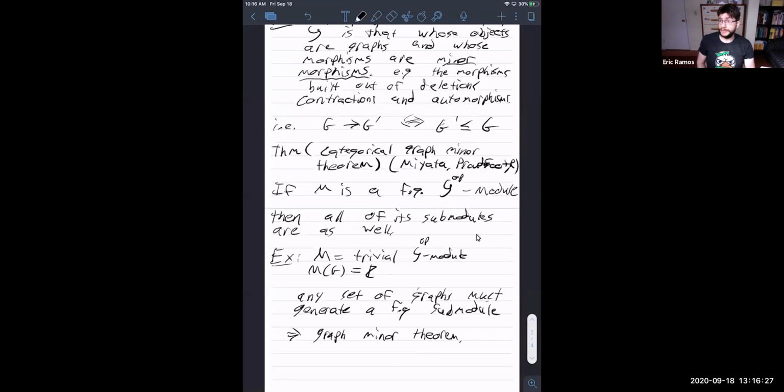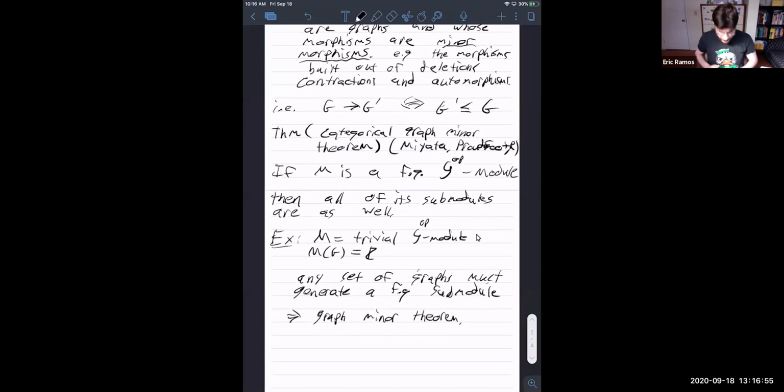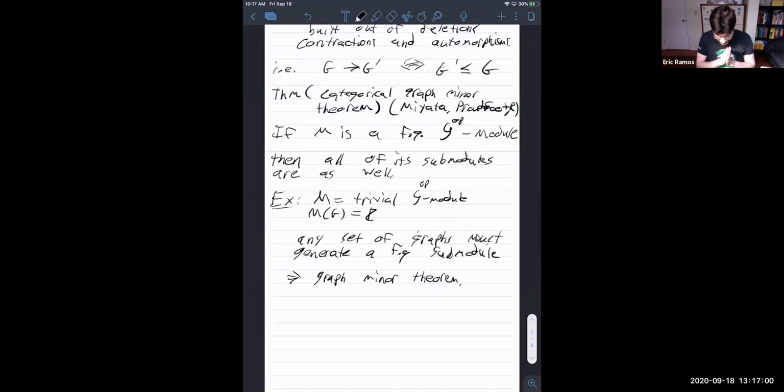Not to say that I've provided a new proof of the graph minor theorem. The graph minor theorem goes in as input to the proof of the categorical version. As Nick says, we haven't reproven the graph minor theorem, but you should use this as evidence that this theorem is at least as deep as the graph minor theorem. That's the sales pitch version of this. Okay, so this is the categorical graph minor theorem, and I'm going to spend the rest of today talking about implications of this.